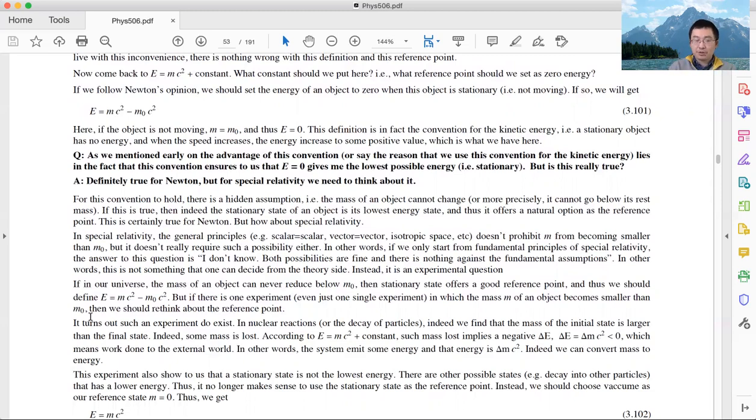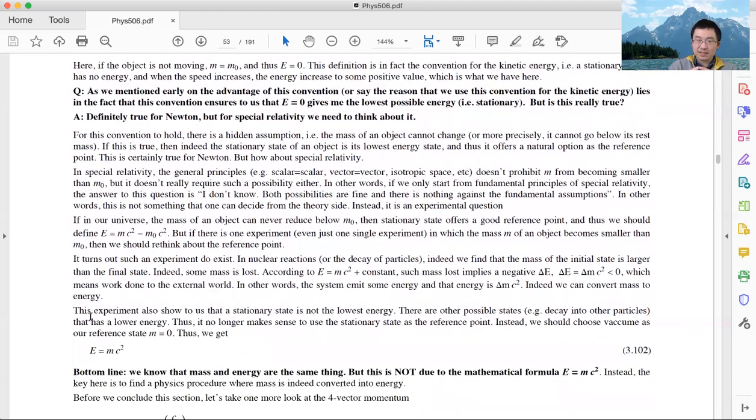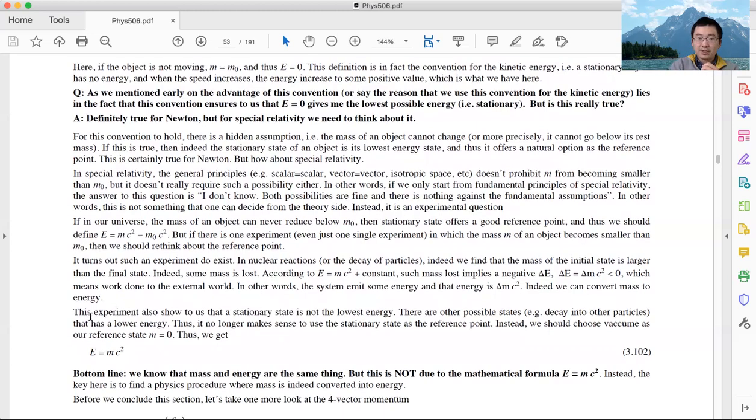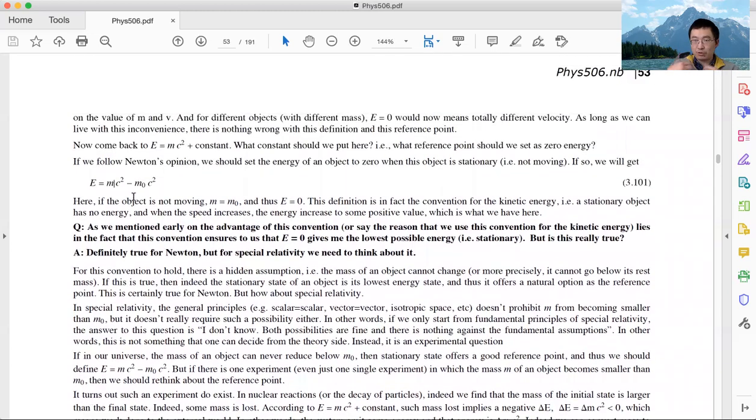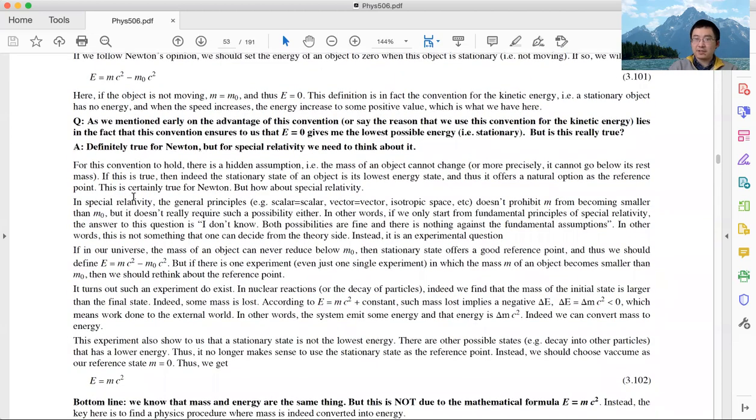About 100 years ago, people noticed that particles can decay. And after the particle decay procedure, the mass of the system is actually reduced. So in that sense, the stationary object is not the lowest energy state. We can still have energy even lower, or I'll say the mass can be even lower, even if the particle is stationary.